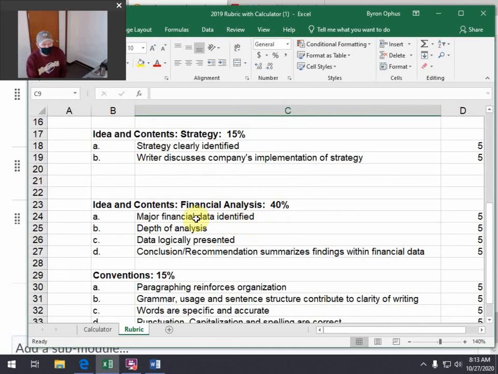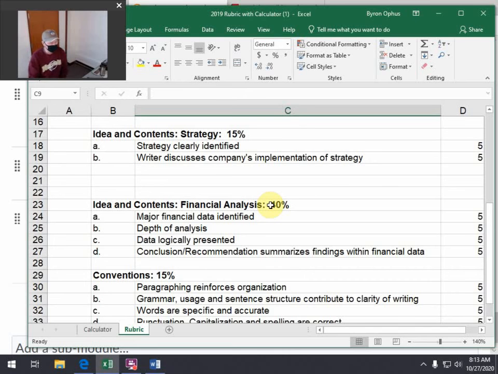40%, right? So think about that. If you're going to write a 5-page paper, you're going to have an intro and a conclusion, and maximum 5 pages, by the way. It's maximum 5 pages, not minimum, but maximum. But it ought to take you close to 5 pages to get all this in there. So I expect a good plurality of it to be about your financial analysis, right?